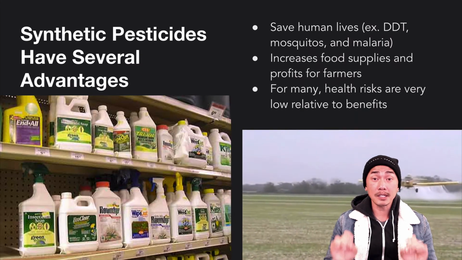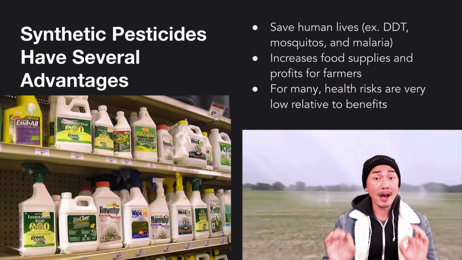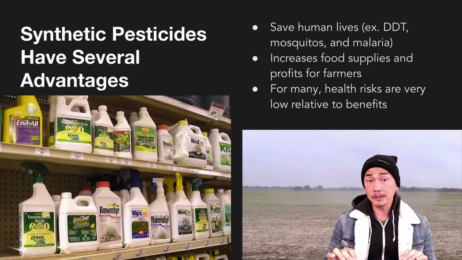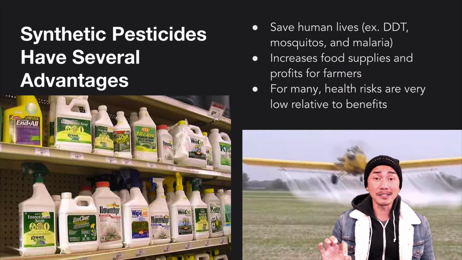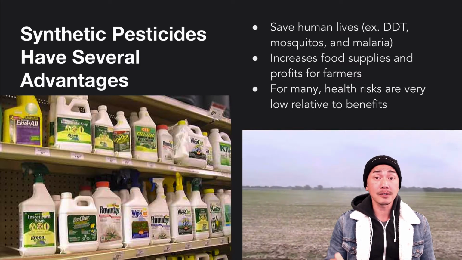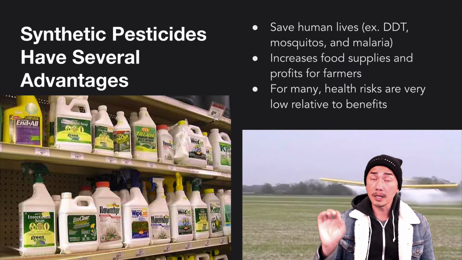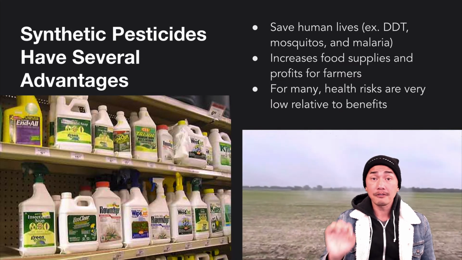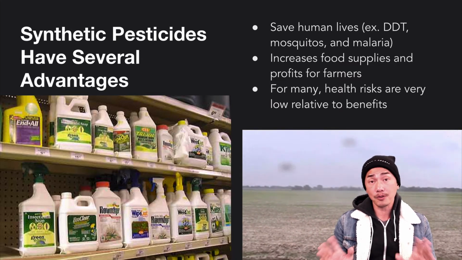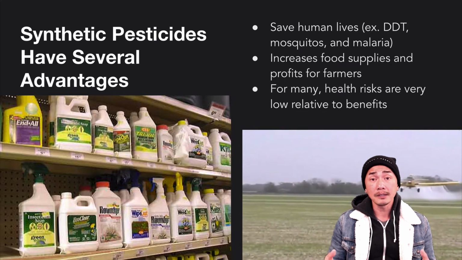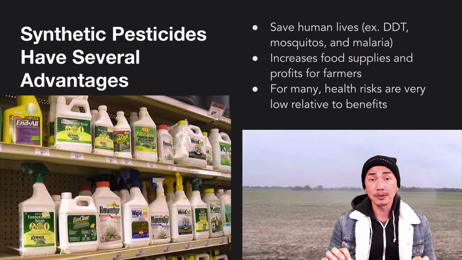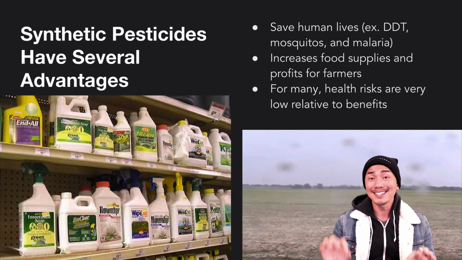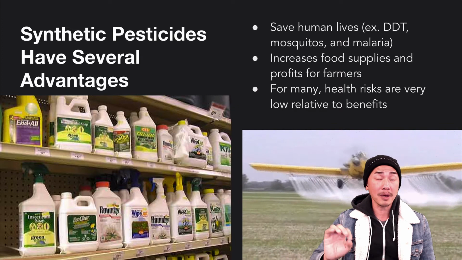Synthetic pesticides get a lot of criticism, but they do have benefits. Synthetic pesticides can save human lives. For example, DDT was sprayed to kill mosquitoes and prevent the spread of malaria. Pesticides can also increase food yields, food supplies, and profits for farmers. And finally, pesticides have to be tested and approved, and as a result, the health risks they pose tend to be very low compared to the benefits they provide.